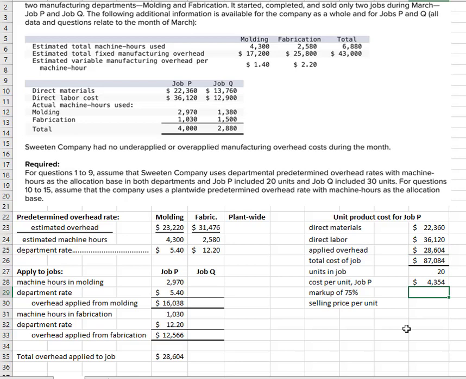so I would divide that total cost, and that gives me my cost per unit. And let's say that their policy was to have a 75% markup. I just made that up, just to show you how it would be. So then you would take the cost times 0.75, and add that to the cost to get the selling price for each unit. All right, why don't you pause this and do job Q, and then restart it and check your work.